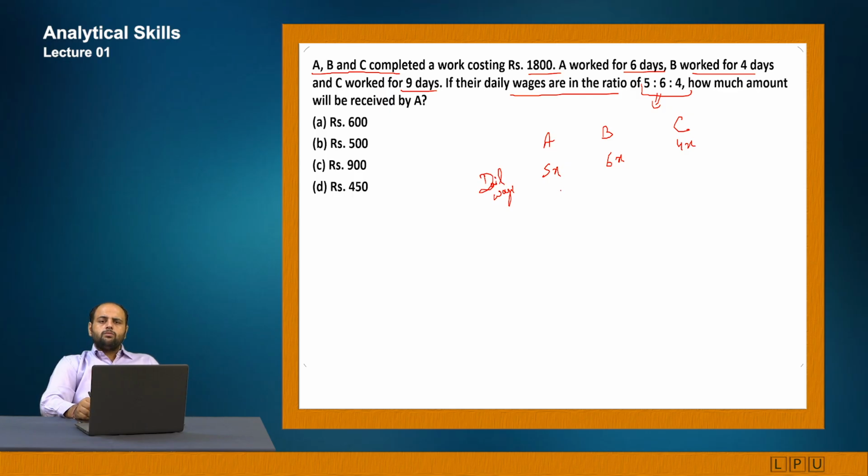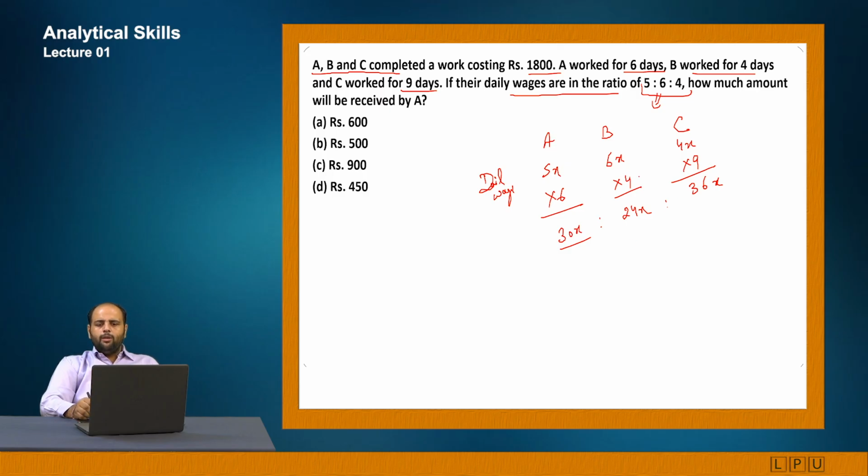Now, what will be the amount a person receives? That will depend on the number of days he works. If A works for 6 days, he will receive a total amount of 6 into 5, that is 30x. Similarly, B works for 4 days, so it will be 24x, and C works for 9 days, so he will receive the amount for 9 days, so it will be 36x. So we just have to find out the ratio, and in this ratio the total amount is to be divided, because the daily wages and the number of days are given.